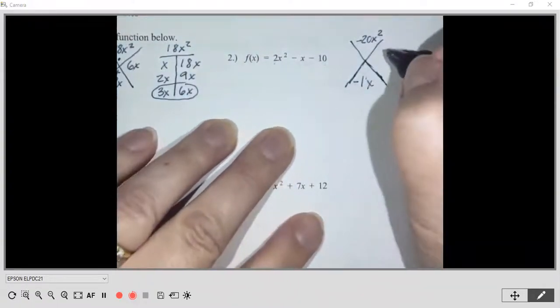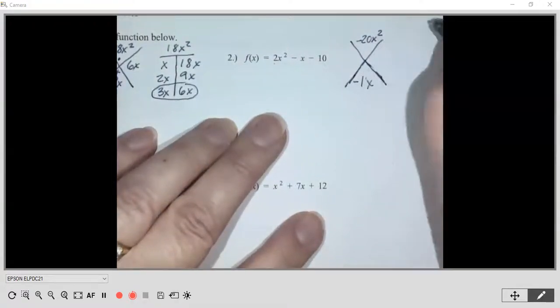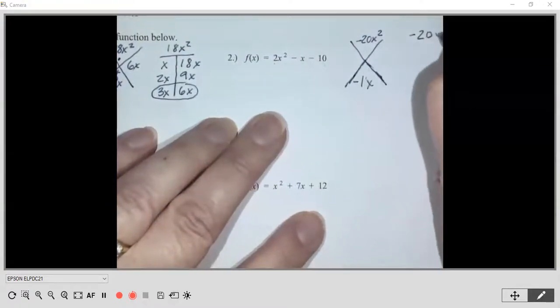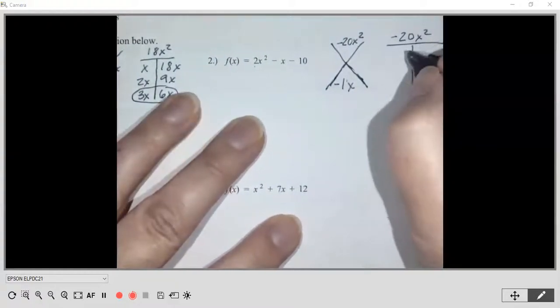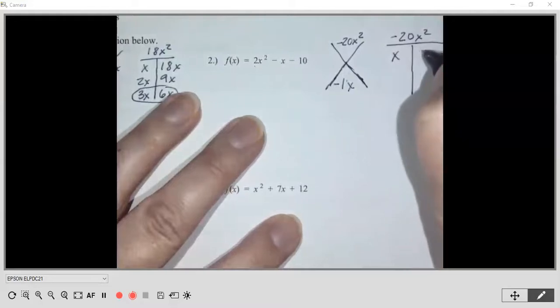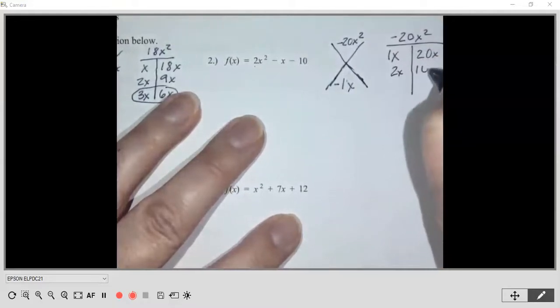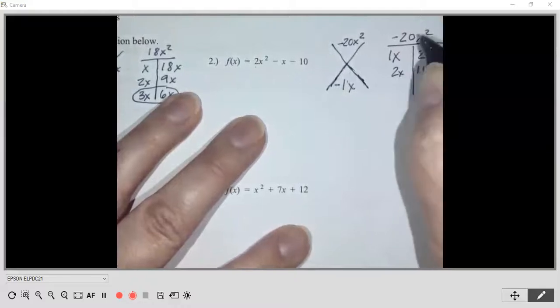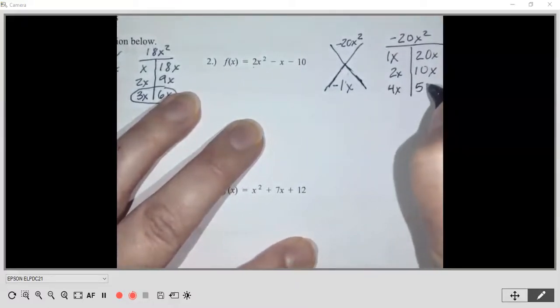Okay, so now I'm going to go ahead and look at the top of my x. So I have negative 20x squared. And I'm just going to come back to the negatives in a moment. Right now, I'm just going to look at the absolute values. So I can say 1x times 20x. I can say 2x times 10x. 3 does not go evenly into 20. I can have 4x times 5x.